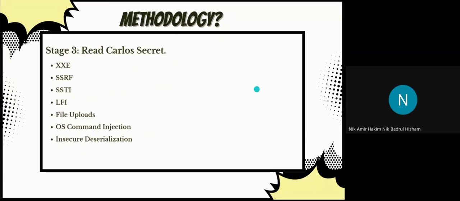And lastly, for read secret or exfiltrate data, it's very simple and straightforward, and very common. It covers XML, SSRF, SSTI, LFI, file upload, OS command injection, and insecure deserialization. Basically, the end goal of this stage is where you manage to get RCE, remote code execution, or to run any arbitrary command. So this is read secret. Compared to stage 1 and stage 2, stage 3 is the easiest part.